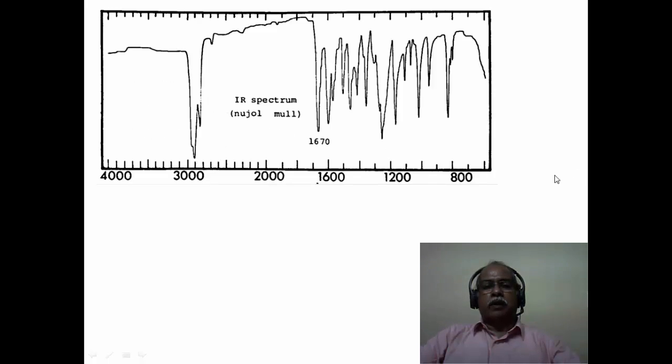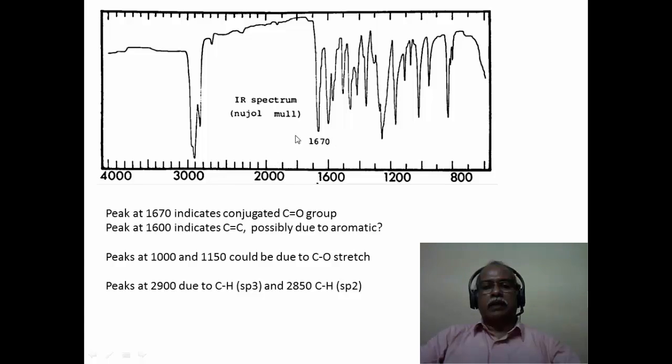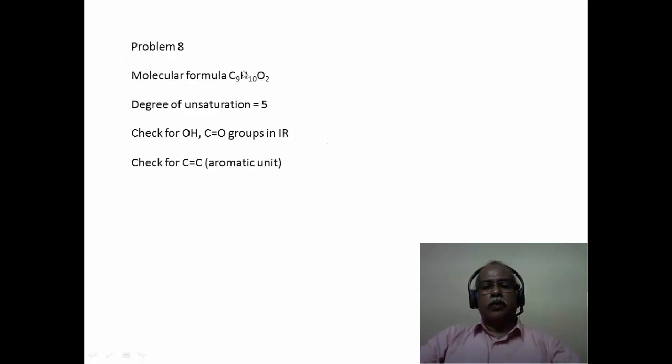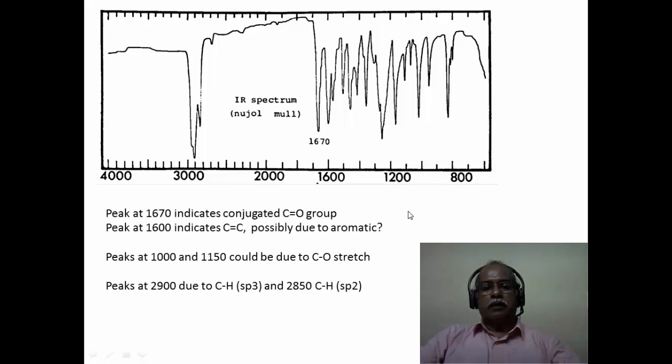This is the infrared spectrum of this compound. The carbonyl peak is very clearly seen at 1670. 1670 corresponds to an alpha beta unsaturated or a conjugated carbonyl functional group, and the 1600 peak, which is this particular peak here, corresponds to C double bond C, possibly because of an aromatic unit that may be present here. Now the peaks at 1000 and 1150 could correspond to a C-O single bond stretching frequency. The molecule has two oxygen units, so it could be one carbonyl and another oxygen may be present as a C single bond O in this particular case.